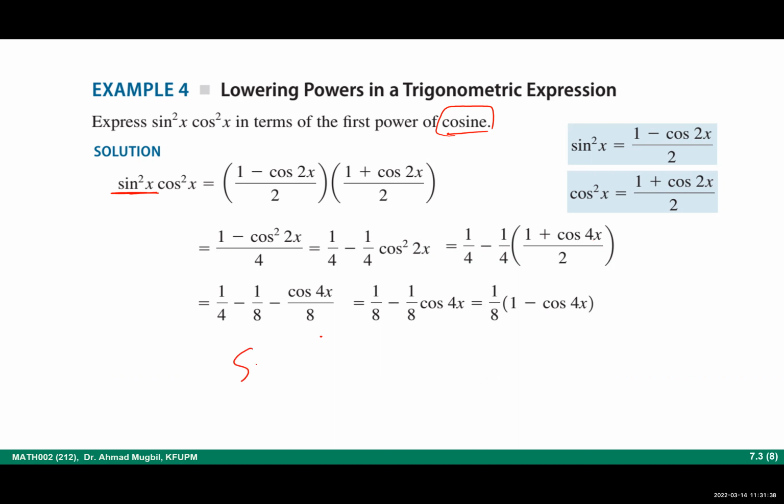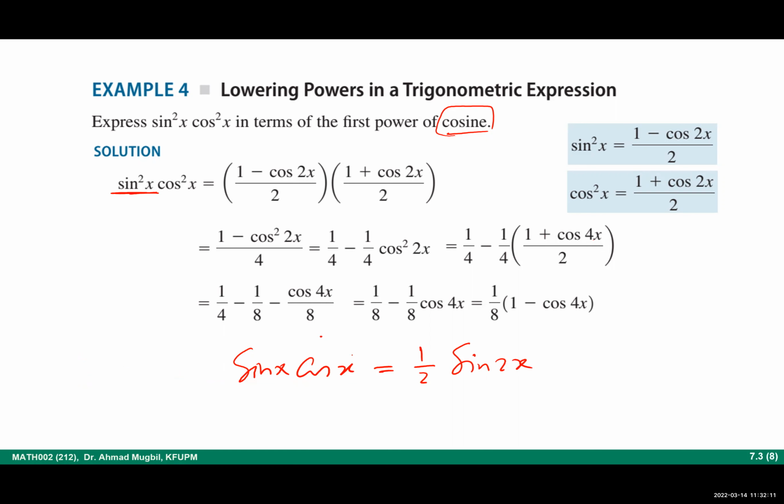When you see sine x cosine x, does this remind you of something? Sine 2x over 2. We know that sine x cosine x, when you double them, is sine what? 2x, right? So sine x cosine x, if you divide both sides by 2, what will you get? Sine x cosine x is just the half of sine 2x. Is that right?